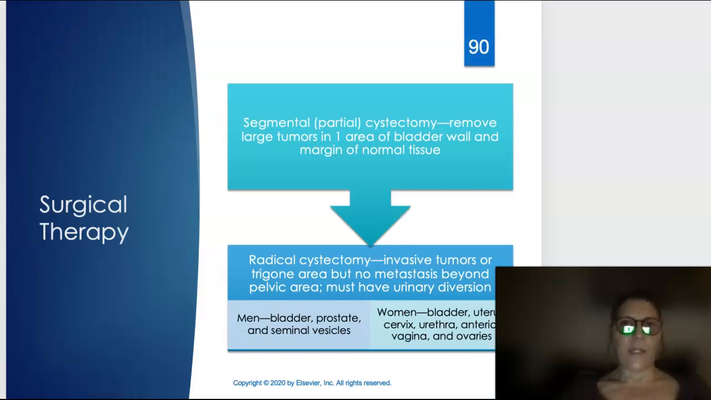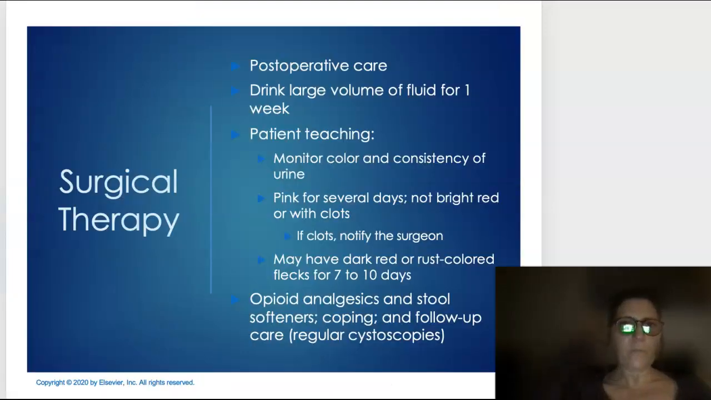Segmental or a partial cystectomy is where you remove large tumors in one area of the bladder wall and a margin of the normal tissue. So a radical cystectomy is for an invasive tumor or trigone area, but no metastasis beyond the pelvic area, and they must have a urinary diversion. So that's always a problem, is having the urinary diversion.